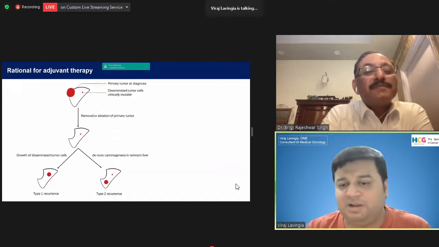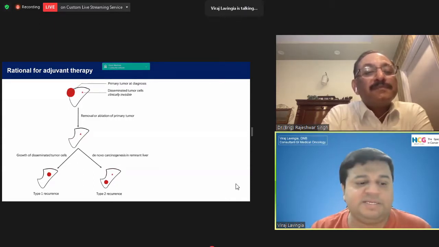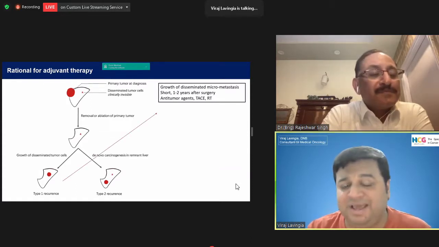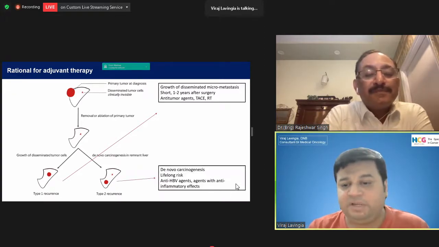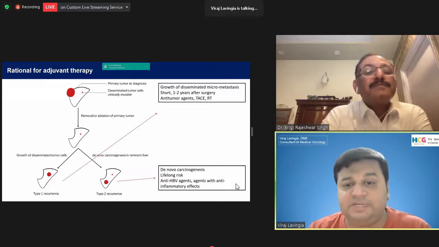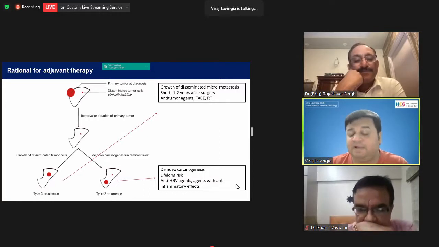So what's the rationale? HCC is a different disease where we have two types of recurrences. Type 1 recurrence is typically the disease coming back because of micrometastasis. And we have type 2 recurrences, which are actually not recurrences, but new tumors developing in the underlying cirrhotic or poor liver reserve that we have. So the majority of the trials which are positive today for adjuvant are for type 2 recurrences, where we use antiviral agents for hepatitis B and C.